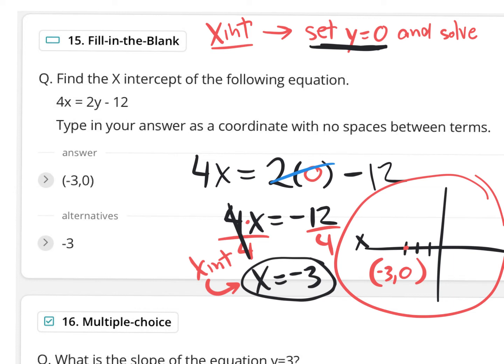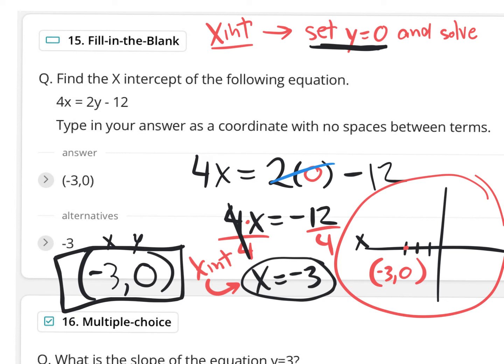But you didn't really even have to draw this out. Why not? Because you know to find the x-intercept, you have to set y equal to 0. So when it comes to an ordered pair, you have an x value and a y value, and they want you to write it as a coordinate. Your x value is -3. It says x equals -3. And your y value, we set it equal to 0, so the y value is 0. So this is what you would type in, -3,0, no spaces between your terms, and that's your correct x-intercept. Let's move on.